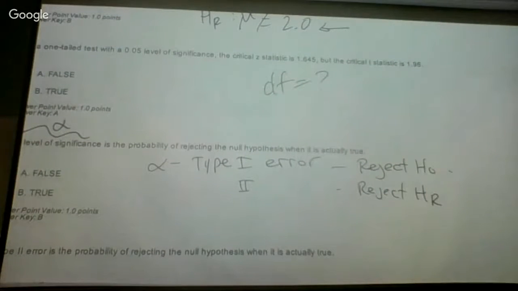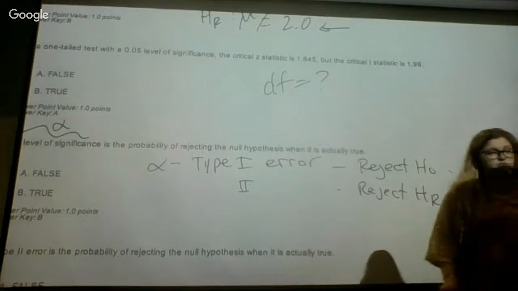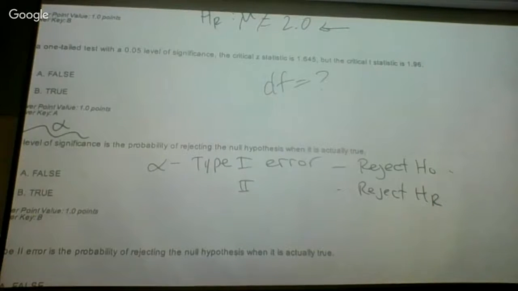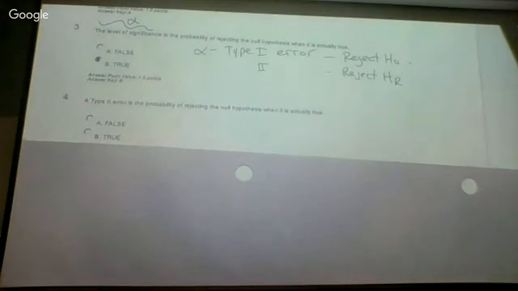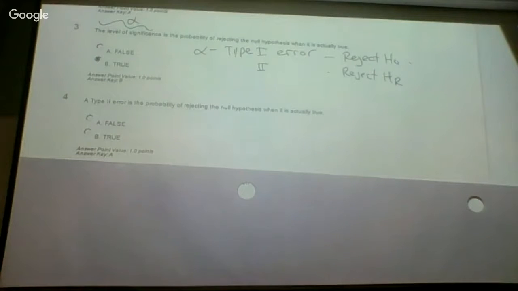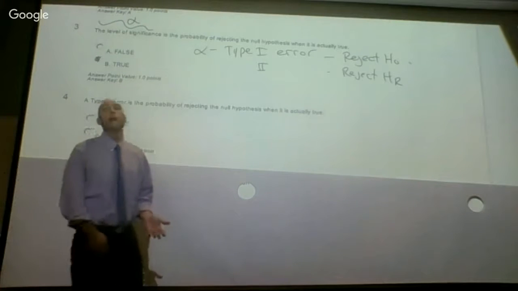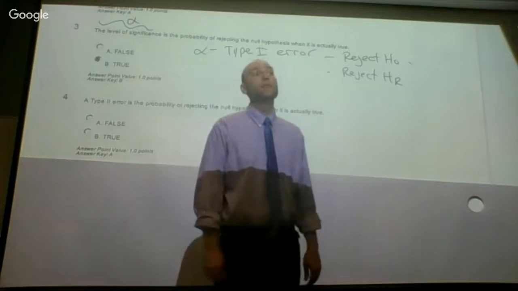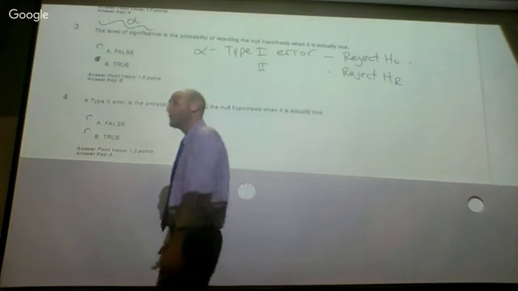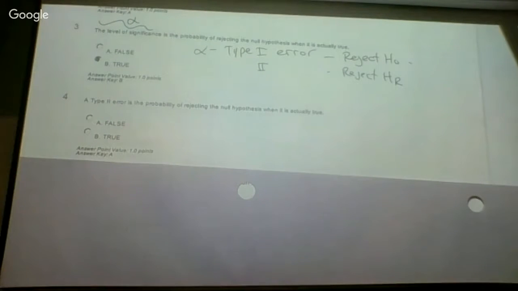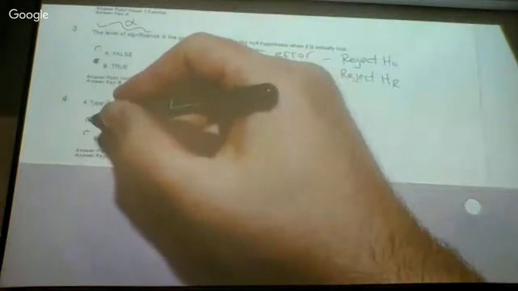Four, type 2 error is the probability of rejecting the null when it is actually true. And that's not the case. That's not the case, because type 2 error only occurs when you should be rejecting the null. Type 2 is I should reject the null and I don't. Type 1 is I should reject the research and I don't. False as well.